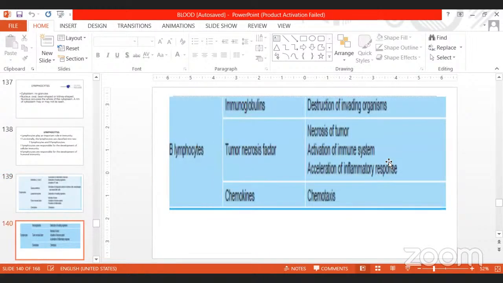The major important substances secreted from the B lymphocytes are immunoglobulins, which help in the destruction of the invading organism, and tumor necrosis factor, which necrotizes the tumor, activates the immune system, and accelerates the inflammatory response. And the chemokines, which help in chemotaxis.